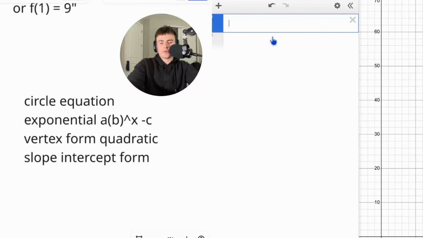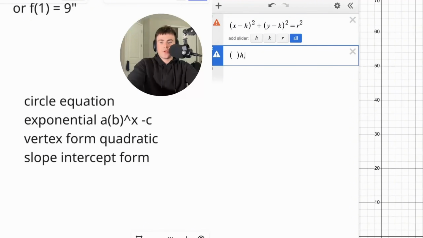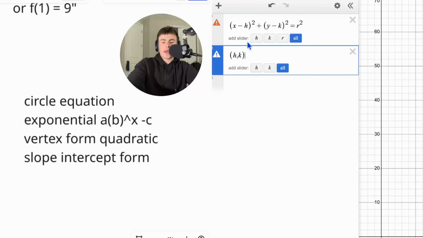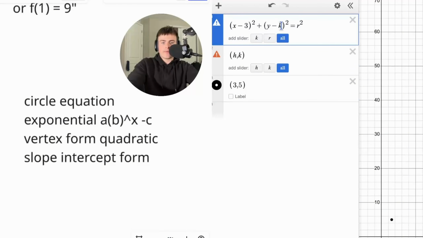First of all, we have the circle equation. I already went over this in a previous video, but it's x minus h, squared, plus y minus k, squared, equals r squared. Sorry, I just confused myself there. The h comma k is your center, where the h value is the x value of the center and the k value is the y value of the center. For example, let's say your center was 3 comma 5. Your equation would have 3 here and then 5 here.